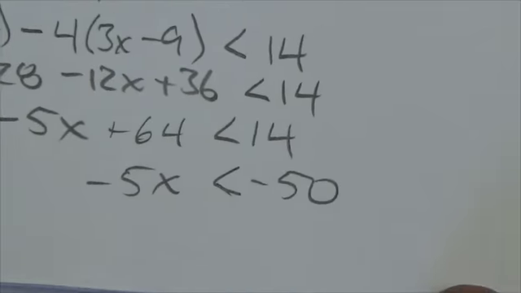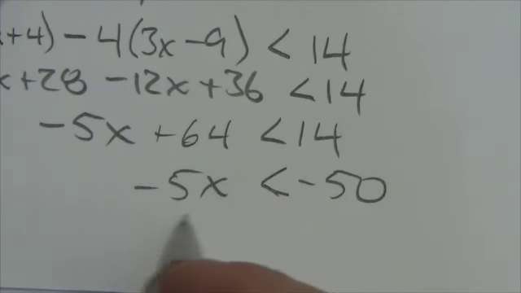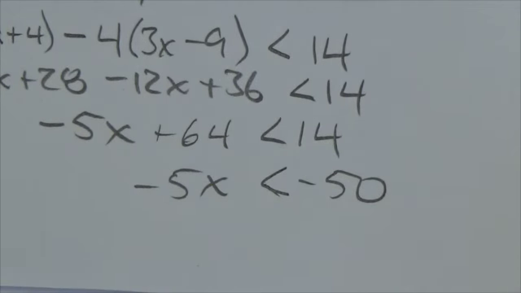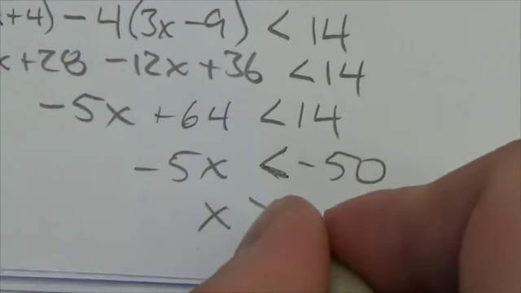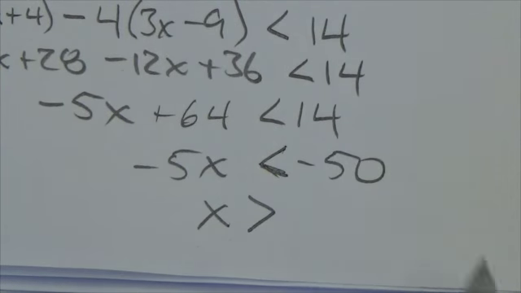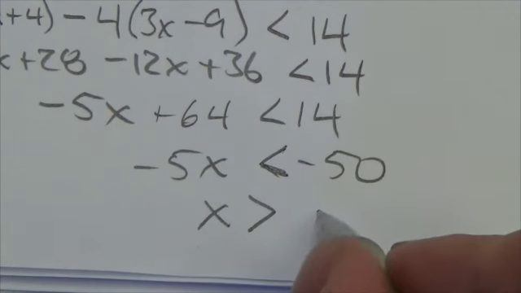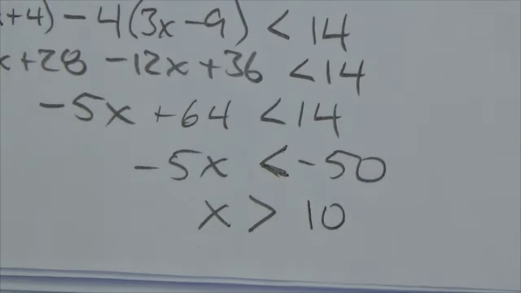Now, to finish this off, to get the x by itself, I have to divide through by negative 5. Okay, now we're purposely doing it. I could have avoided this a little bit earlier, but I wanted to bump into this because I wanted to show you what to do here. When you divide by that negative, remember, that changes the direction of the sign. So now instead of being a less than symbol, it becomes a greater than symbol. And then -50 divided by -5 is going to be positive 10.